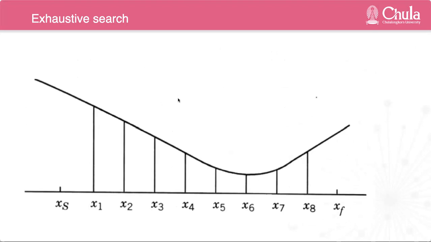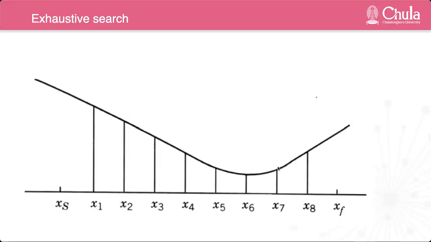And at each iteration, you evaluate each point. So it can look like this, right? This is one example. And then we found that this one is the minimum point. However, our minimum point may not be exactly this point, it can be somewhere around here or around here. So we can narrow down from xs to xf to the interval between x5 to x7, right?